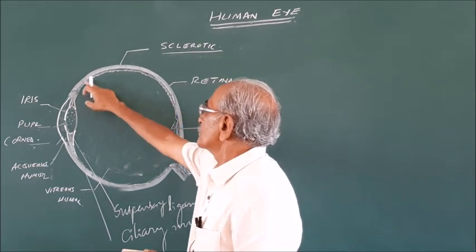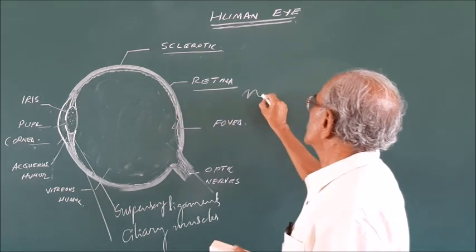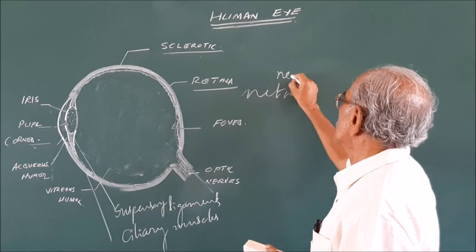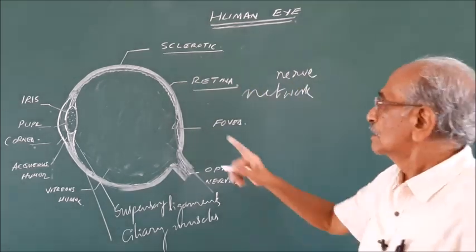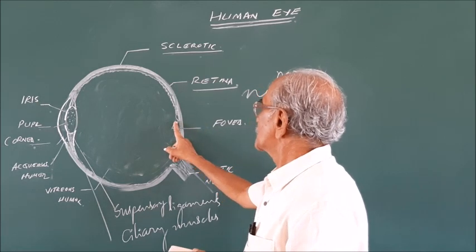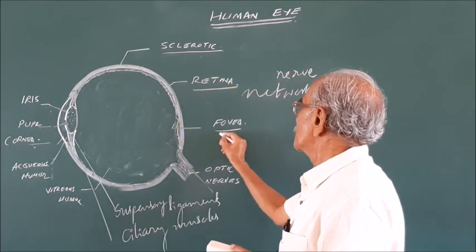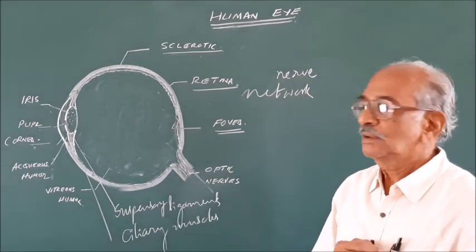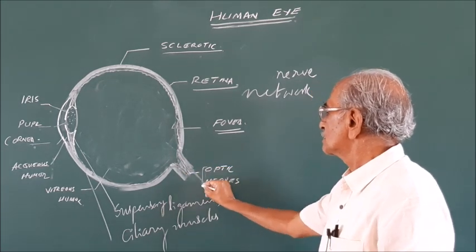The entire inner surface is a network of nerves. That is called retina. The portion of the retina behind the lens is the fovea, which is most sensitive to light. And the nerves go out of the chamber, here, like that.